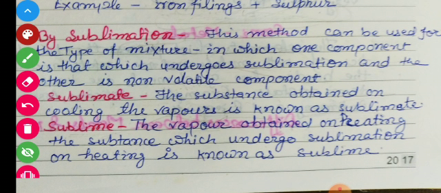Number one, a mixture of ammonium chloride and sodium chloride can be separated by this method. Second, a mixture of camphor, which is a solid with a pleasant smell and undergoes sublimation, and salt can be separated.